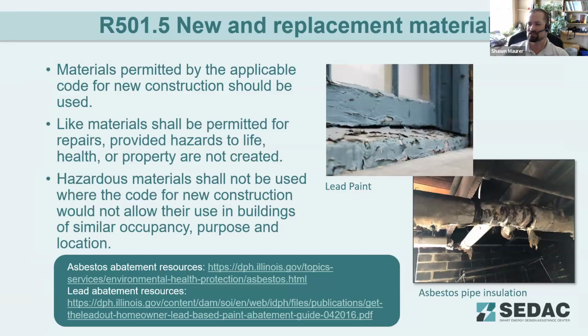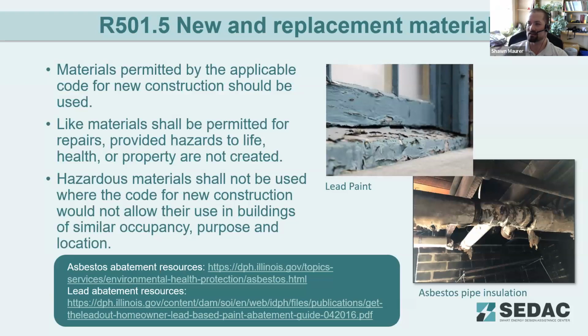New and replacement materials. This section of the code covers when we're doing work in a building, such as changing out some piping, replacing insulation, or doing some work around windows and having to refinish. You're allowed to go back in with like-for-like materials in most cases. The only exceptions are when those materials have hazardous components, such as lead paints or asbestos insulation. Then you could not replace those materials with the same like-for-like material because it presents a hazardous condition in the building. In those instances, you're allowed to swap for a similar material that's non-hazardous but meets the performance characteristics of the previous material.